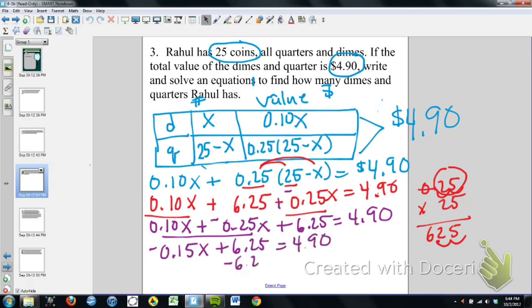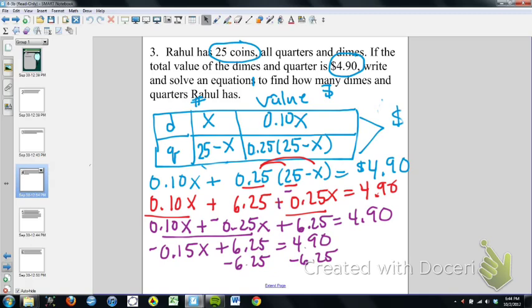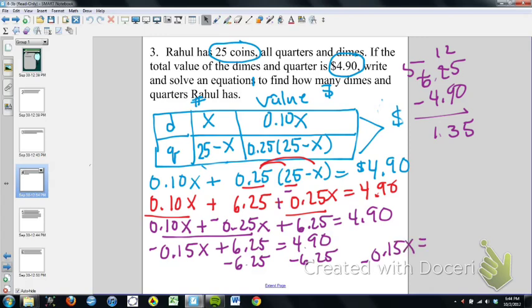Okay, subtract this from both sides. I'm running out of room here, so I'm going to do it over here. So remember, that's 6.25 minus $4.90, but then you make it negative. So the equation that you have left is negative 0.15x is equal to negative 1.35.